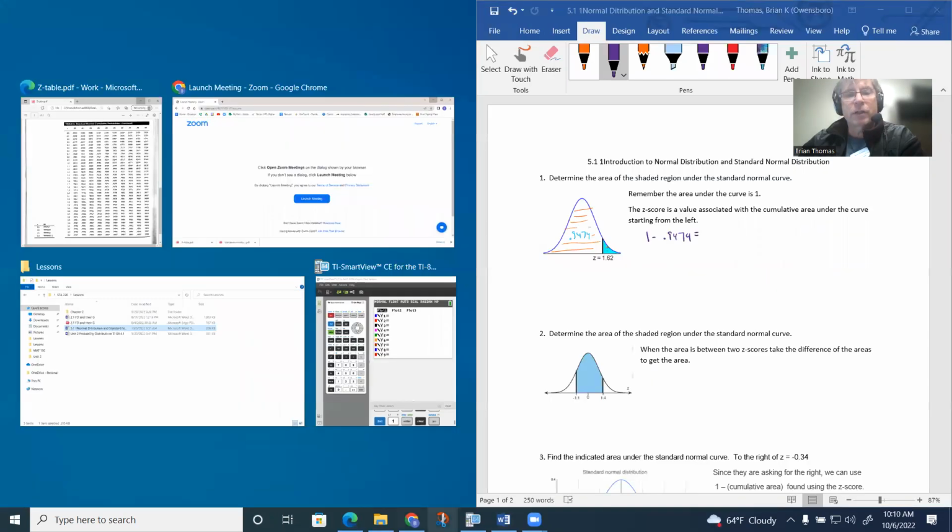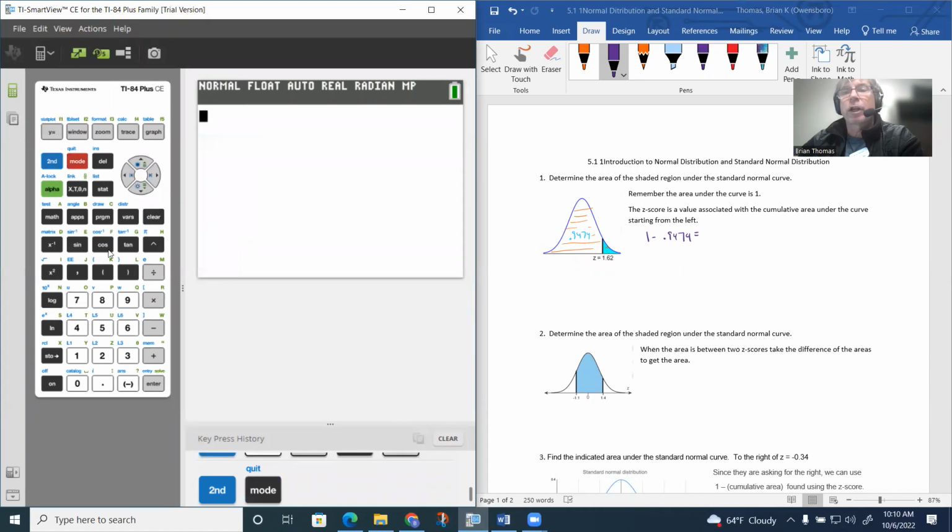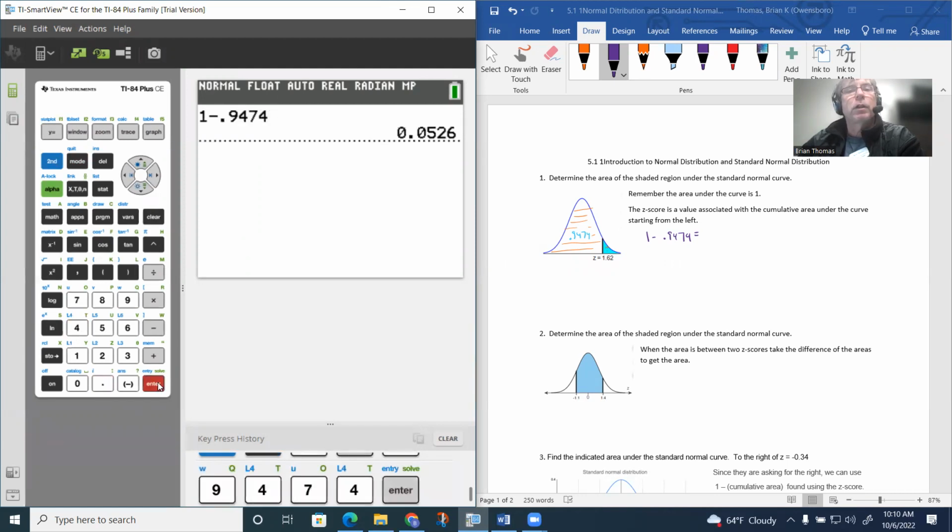So if I can find my calculator, I type in 1 minus 0.9474, and that's going to give me 0.0526. So that would be the area under the curve to the right.